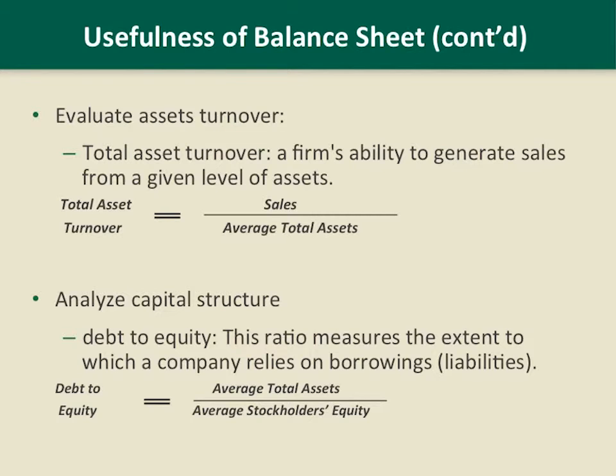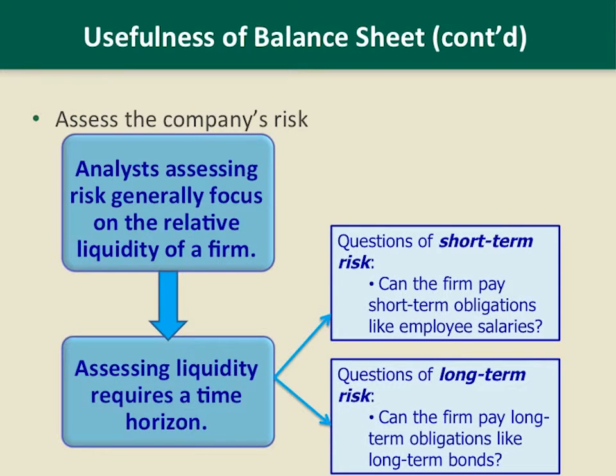Thirdly, it can help us to understand the capital structure. For example, we could calculate the debt to equity ratio. It equals average total assets divided by average shareholders' equity. This ratio measures the extent to which a company relies on borrowings. And balance sheet information can help us to assess a company's risk, short-term risk and long-term risk.